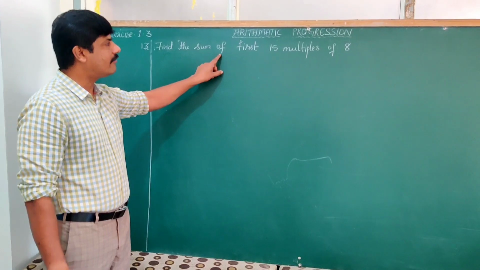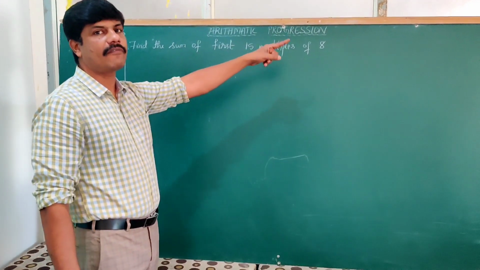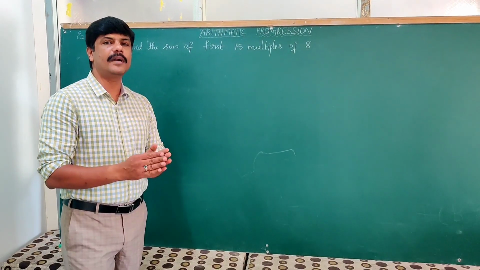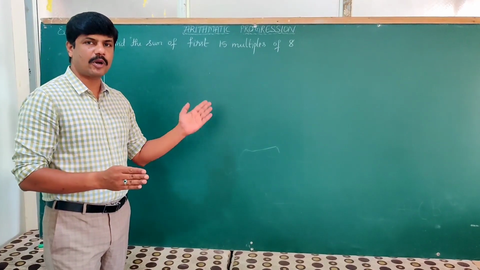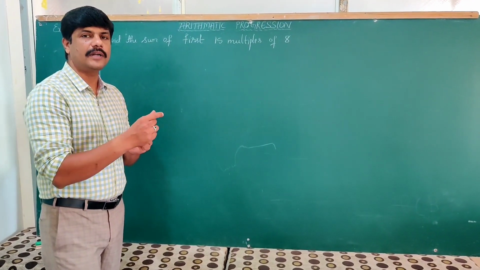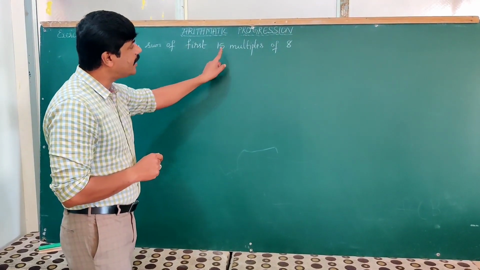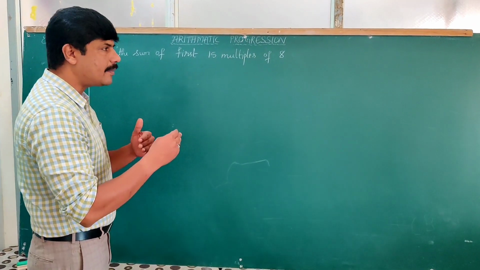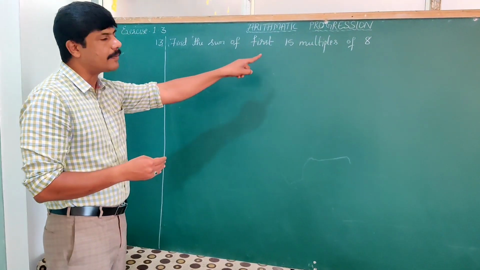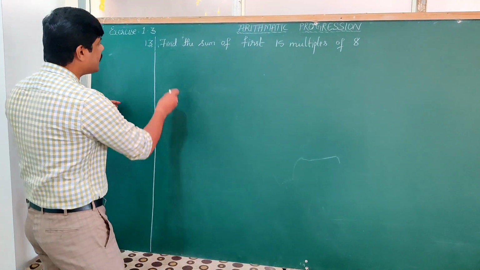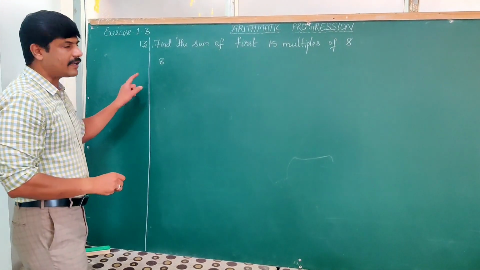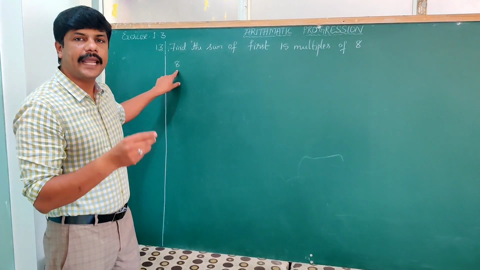Find the sum of first 15 multiples of 8. Here it is asked 15 multiples of 8. In the previous problem it was 40 positive integers divisible by 6. Here, 15 multiples of 8. The first 15 multiples of 8 start with 8 itself. First multiple of 8 is 8 itself.